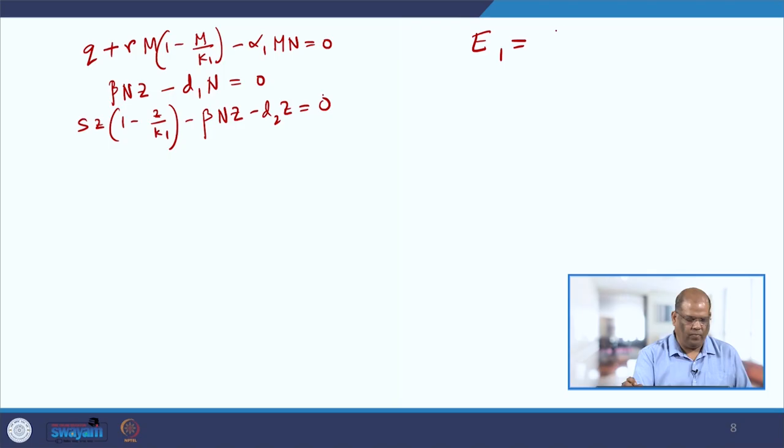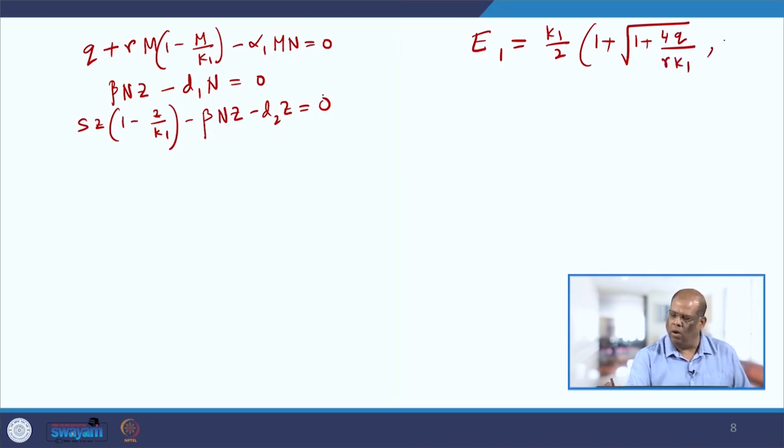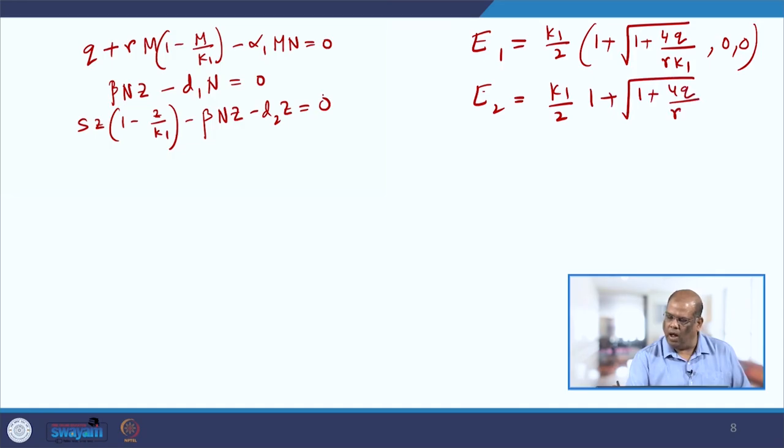The first one is E1, which will be K1 by 2 (1 plus square root of 1 plus 4Q by RK1), comma 0, 0. Yes, there is one thing, there is a constant input of Q tumor cells in this model, so a Q will be here. The second equilibrium point is E2, which is K1 by 2 (1 plus square root of 1 plus 4Q by RK1), comma 0, comma K2 (S minus D2) by S.